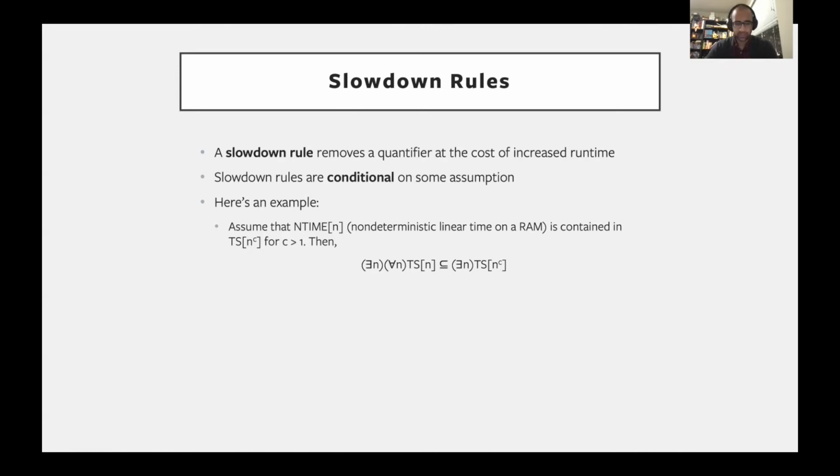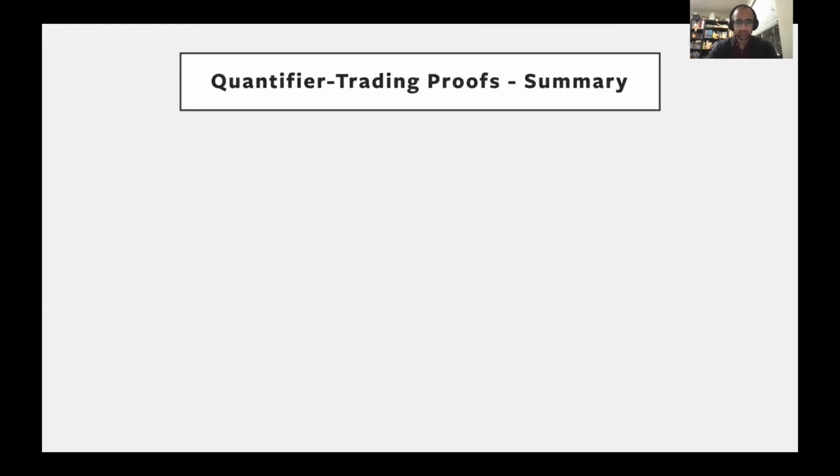And to see why this is the case, notice that on the left-hand side of the inclusion, the universal part and the verifier together, so that's ∀ n TS(n), this together is something from coNTIME(n). Well, note that the assumption NTIME(n) in TS(n^c) also implies that coNTIME(n) is contained in TS(n^c), because TS(n^c) is closed under complementation. And so then the inclusion follows.